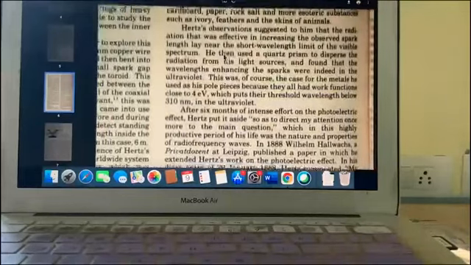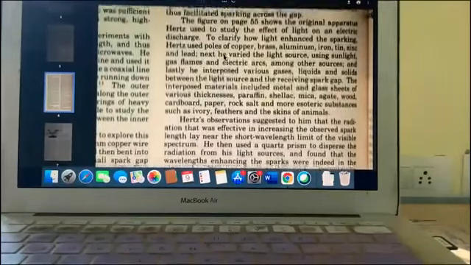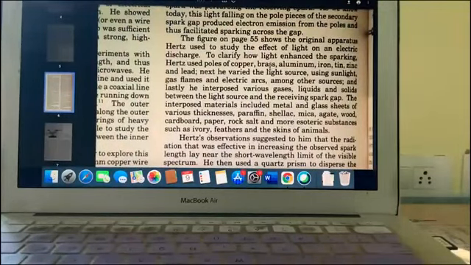Yes. So it says that to clarify how light enhanced the sparking, Hertz used poles of copper, brass, aluminium, iron, tin, zinc and lead. See, if he has taken some problem in hand, he will do a very good job on that. Next, he varied the light source using sunlight, gas flames, electric arcs, among other sources. And lastly, he interposed various gases, liquids and solids between the light source and the receiving spark gap.